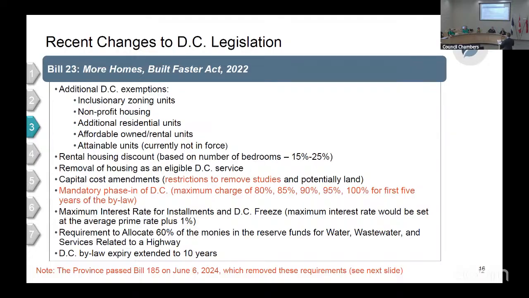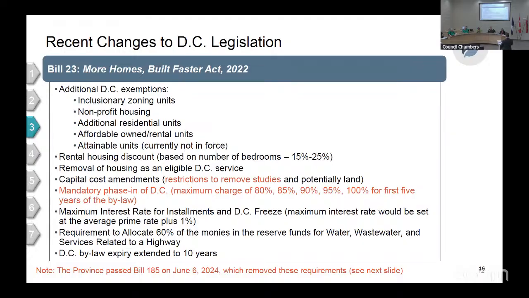Housing was an eligible service that got removed. And then there was the removal of growth-related studies from the eligible costs. It was added back in, and same thing with the mandatory phase-in that was required, that was removed as well. There's a requirement to allocate 60% of the monies in the reserve funds for water, wastewater, and roads. And so during the treasurer's statement or the annual budgeting process, the treasurer will identify how much money is sitting in the reserve funds and allocate 60% to different projects. We don't have to spend the money every year, we just need to allocate it.